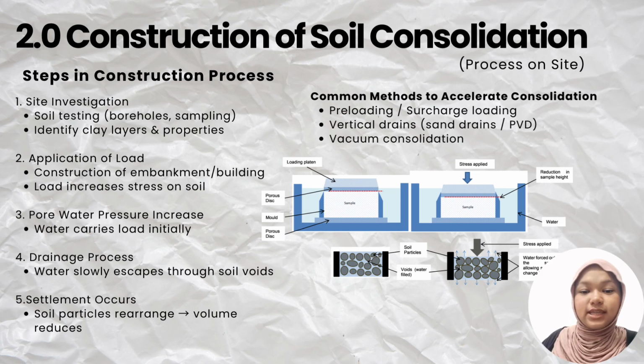Next, vertical drains are installed to allow pore water to escape more quickly. Then, consolidation occurs as water is gradually expelled due to the applied load. Finally, monitoring is carried out to ensure settlement and soil stability are within safe limits. This process is important as it helps reduce excessive settlement after construction is complete.